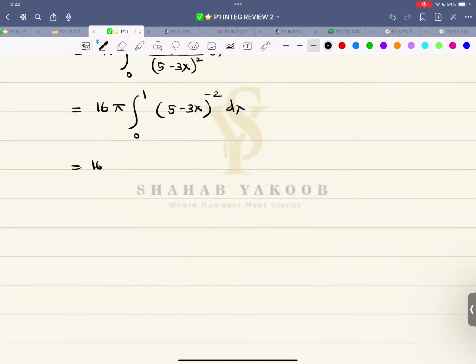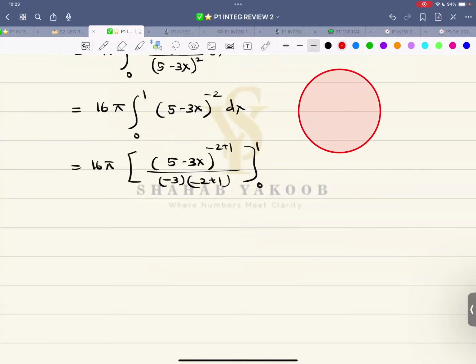This is 16 pi. And now let's integrate. This is 5 minus 3x to the power of negative 2 plus 1, over negative 2 plus 1, and the derivative of the bracket is negative 3, between the limits 0 and 1. Now, a word of caution. So let me just write over here. That is two things.